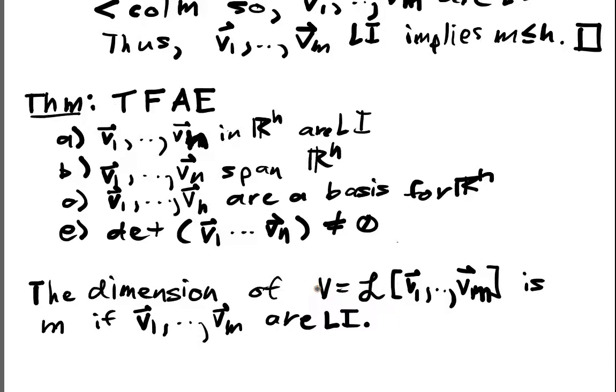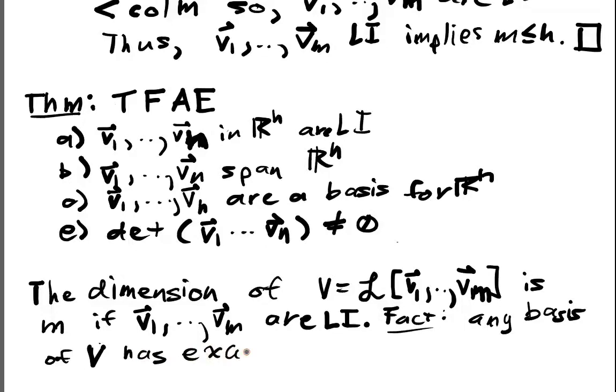So in this situation, V may not be all of Rn, it may be just a subspace. So that's a little different from the theorem we have up here, but we can prove that. It can be shown. So fact: any basis of V has exactly m vectors.